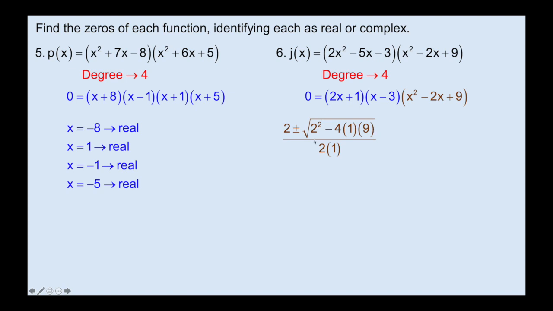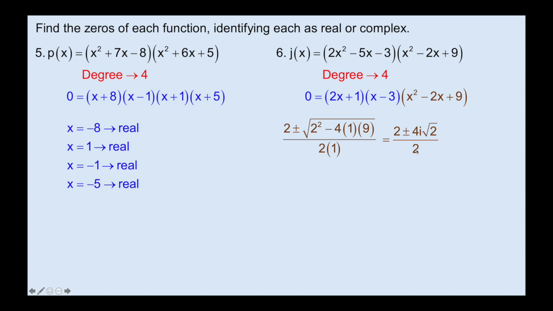I end up getting 4 minus 36. And so I end up with a -32 on the inside here. And as I break that down, I end up being able to take out a 4, also the i, and then I would still have a 2 left right here. Now, before we can finish this problem, we do need to look at the 2, the 4, and this 2.